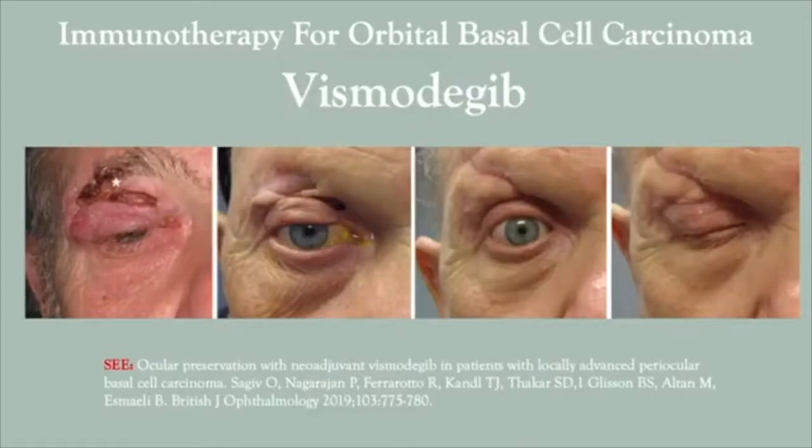First, we see a patient with locally advanced periocular basal cell carcinoma of the right upper eyelid, brow, and anterior orbit. This tumor would be staged as an AJCC T4A N0M0 tumor. This patient denied exenteration surgery and was treated with neoadjuvant immunotherapy for 18 months to almost complete resolution, followed by eye-sparing surgery. The last two images are at 6 months after surgery.